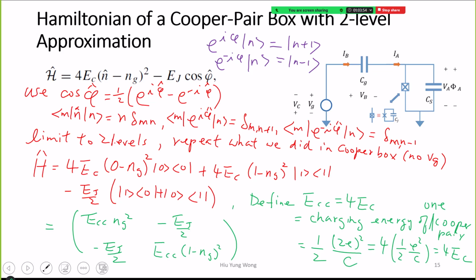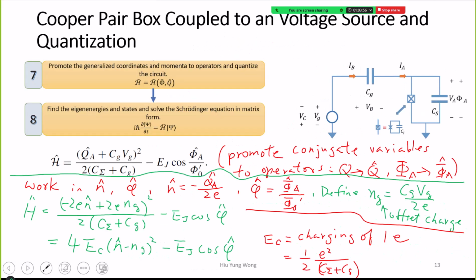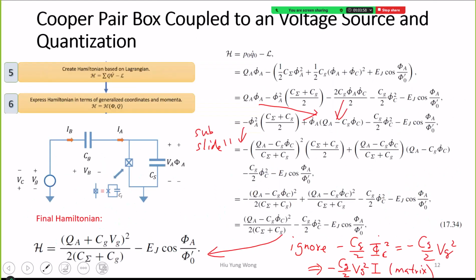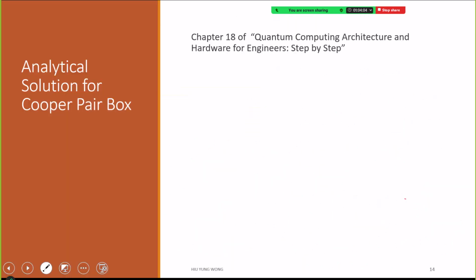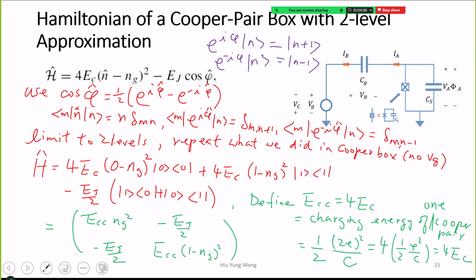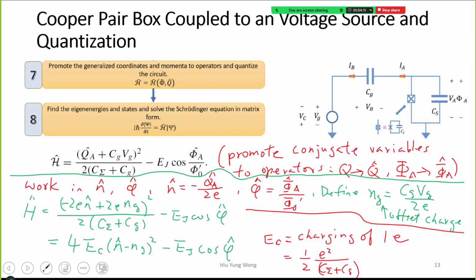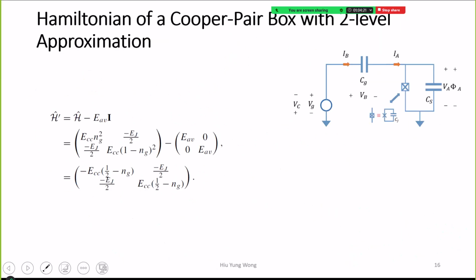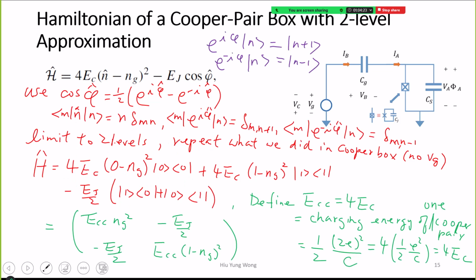C is the, which capacitor? Then we need to go back, right? It is the, which one? Oh, I see what you mean. Yeah, this one, because we kind of change it. So it is this one. C summation plus CG. Yeah. So it will be all of them. Other questions?